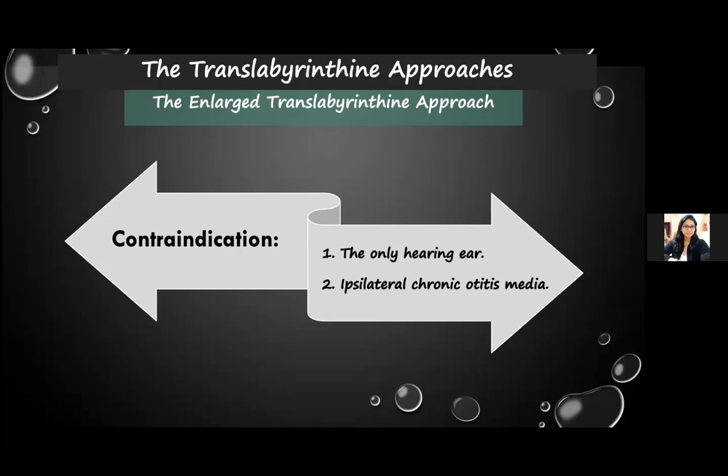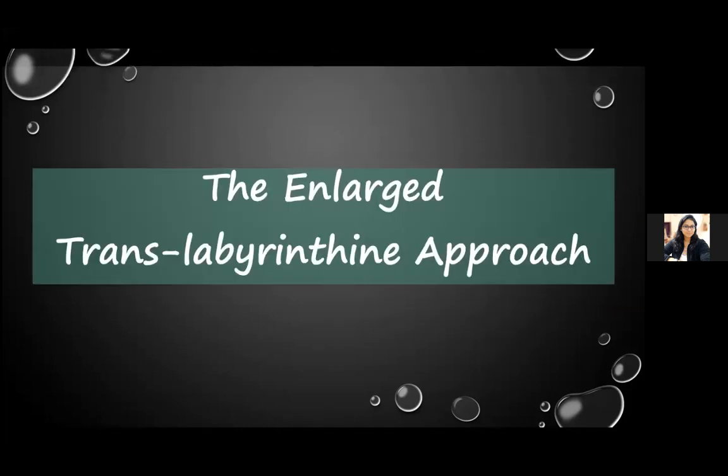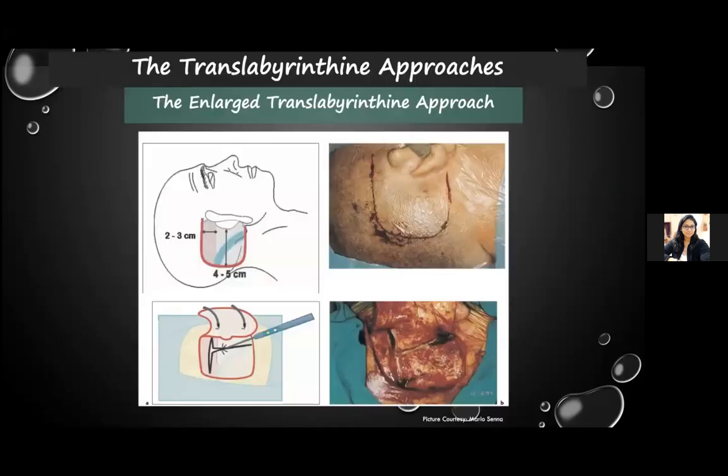So that's why this is a contraindication for using the translabyrinthine approach. Now coming into the translabyrinthine approach in detail. First, the incision: it starts 2 to 3 centimeters superior to the helix, and comes posteriorly around 4 to 5 centimeters from the postauricular groove.